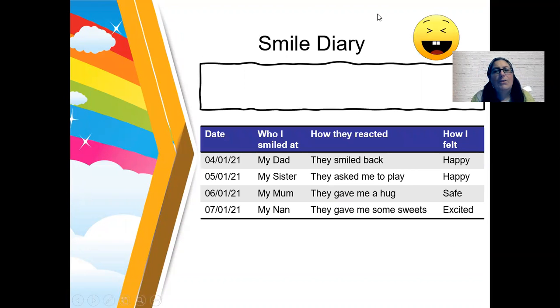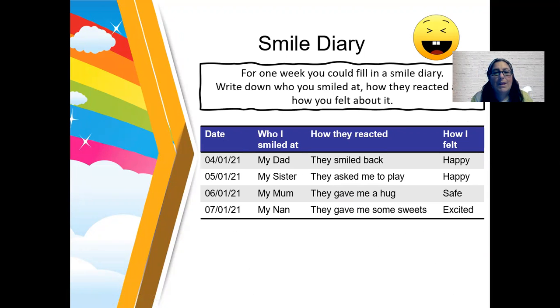Now, can you do a smile diary for me? For 1 week, fill in a smile diary. Write down who smiled at you, how they reacted, and how you felt about it. Some examples, we could say, I smiled at my dad, and they smiled back, and it made me feel happy. The next day, I smiled at my sister, and she asked me to play, and that made me feel happy as well.